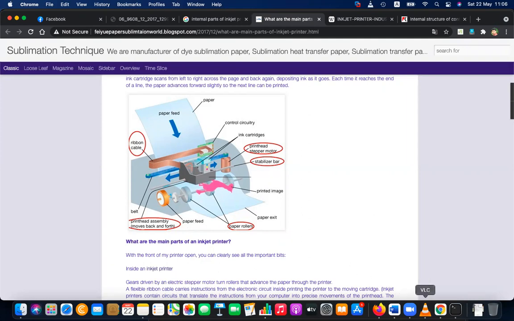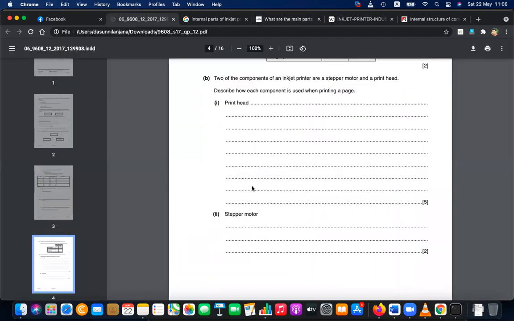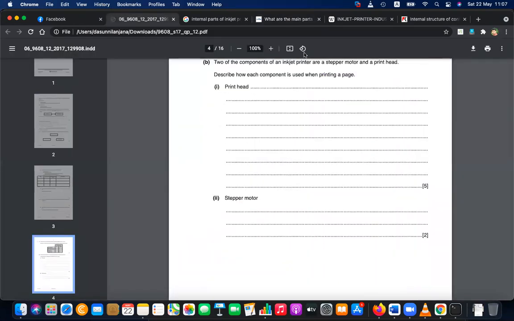So that is the idea of using a stepper motor. Let's fill this in quickly. The paper discussion. Okay, the role of the stepper motor. You don't need to say much, because here 5 marks are given, here only 2 marks. No need to write much about this.